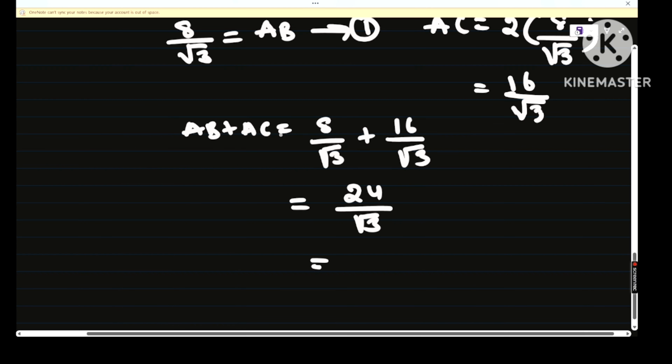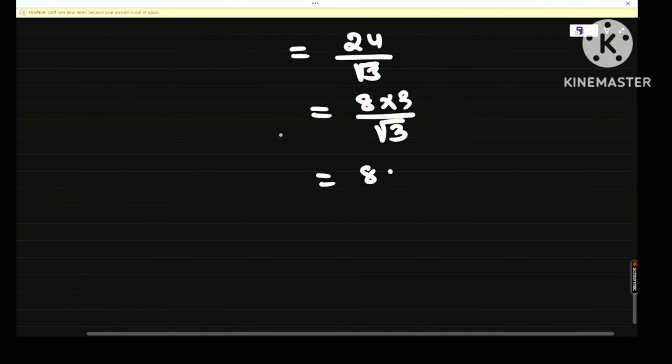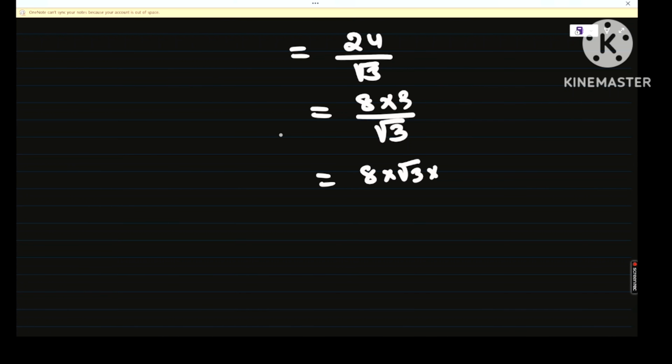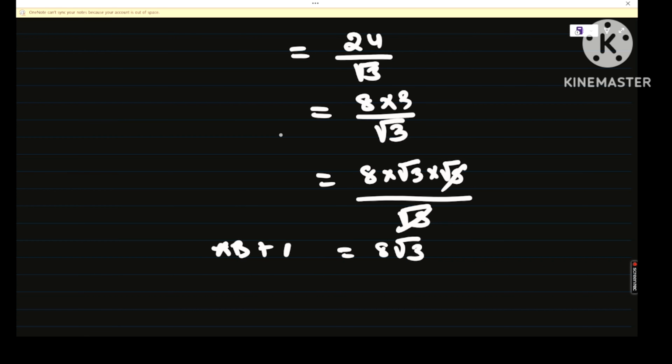I can simplify it further. 24 can be written as 8 times 3 divided by root 3, and 3 can be written as root 3 into root 3. So 8 into root 3 into root 3 divided by root 3. One root 3 and one root 3 get cancelled. The answer is 8 root 3. Therefore, the height of the tree is 8 root 3. So this is AB plus AC.